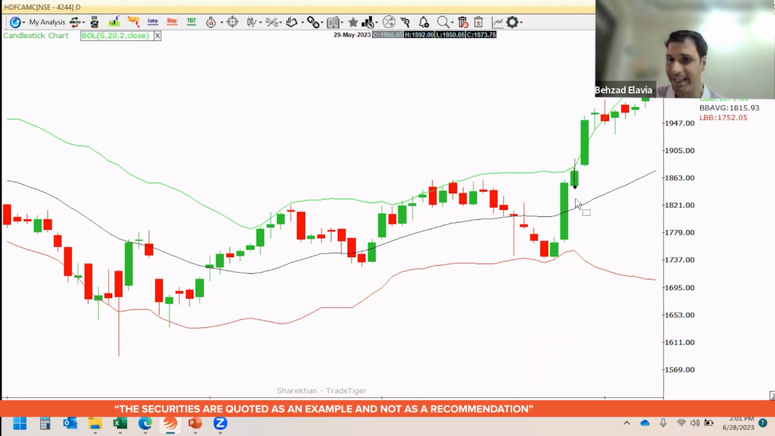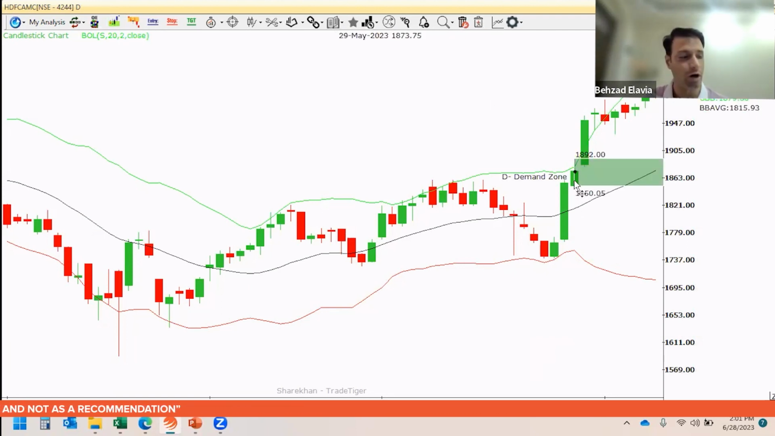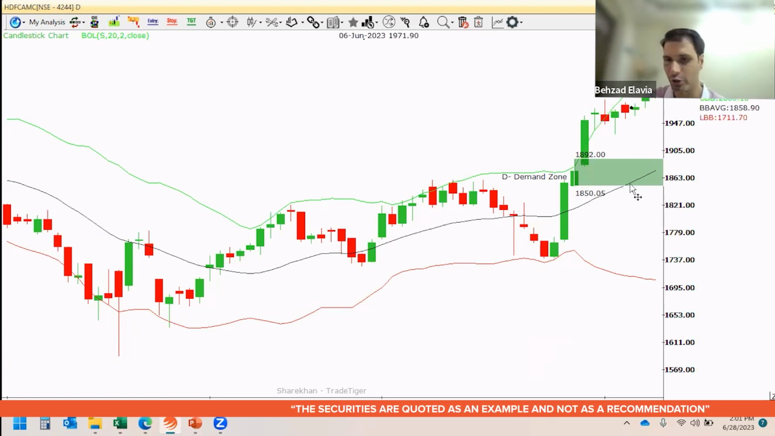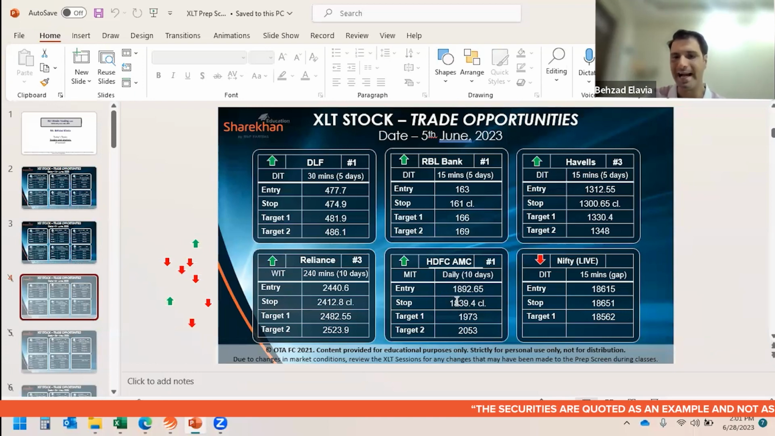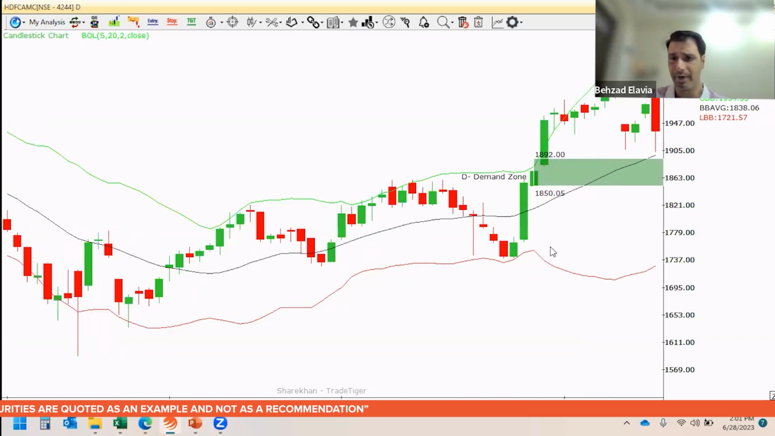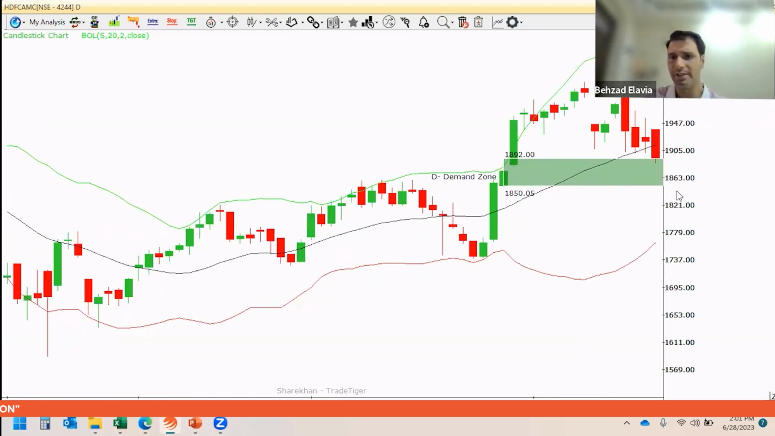This was our trade setup: an authentic strong leg in, strong base, and strong leg out setup, which is confluencing with my 20 simple moving average over here. This was the same trade that we had discussed on 5th June 2023, the XLT trade setup. The entry was at 1892.65 levels, stop loss on closing basis 1839.4, target number 1 at 1973, and target number 2 at 2053. As you can see, the stock gives me an entry on the closing day of 19th June 2023, this month itself.